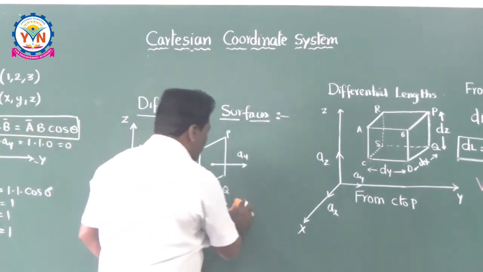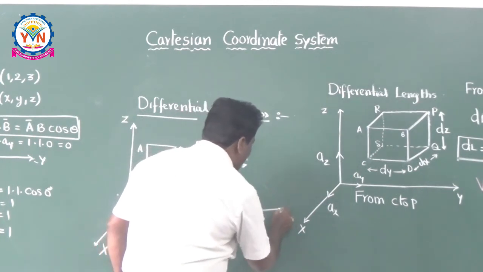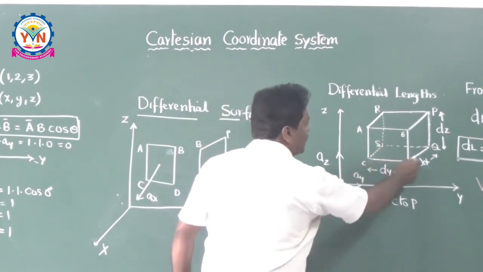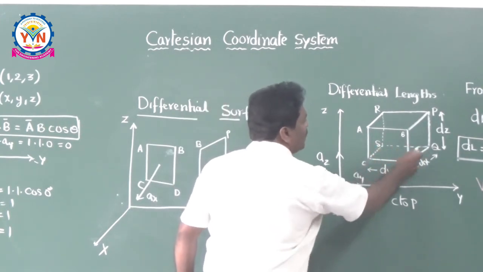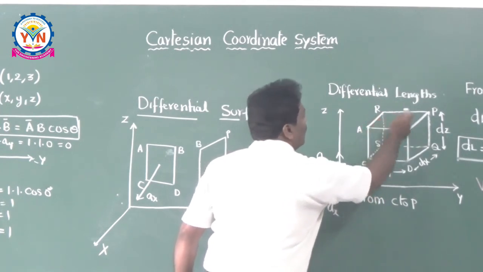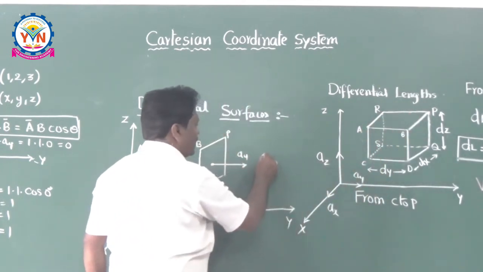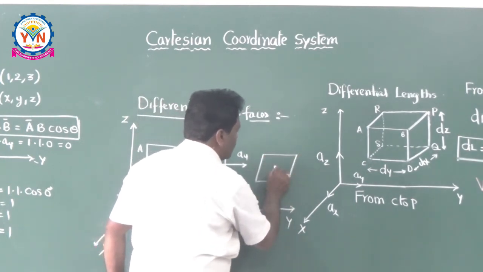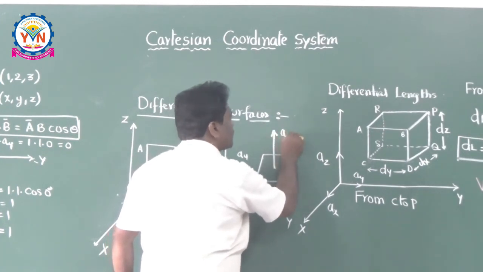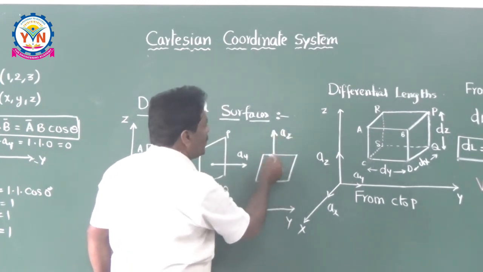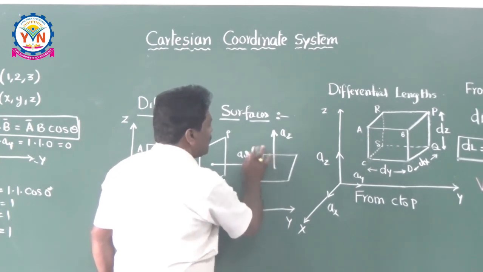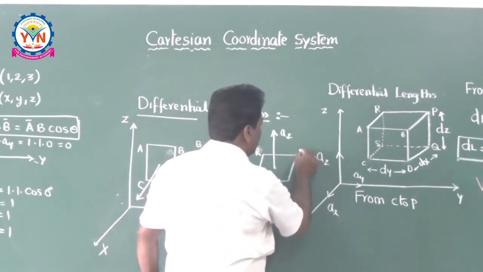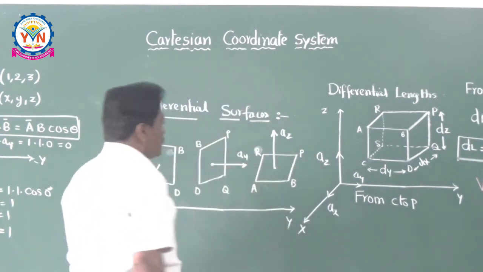Coming to the another surface, the bottom one, which is in Z direction. You can say that this is C, D, Q, S or otherwise A, R, P, B. So this is in Z direction, AZ. So these are the surface areas.